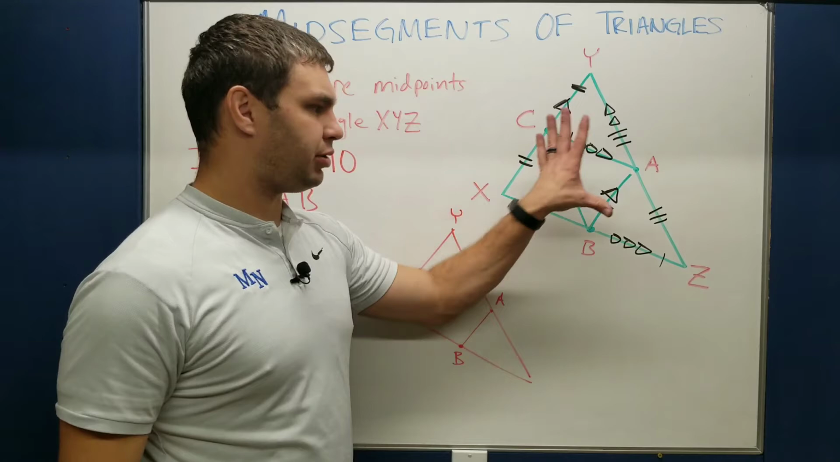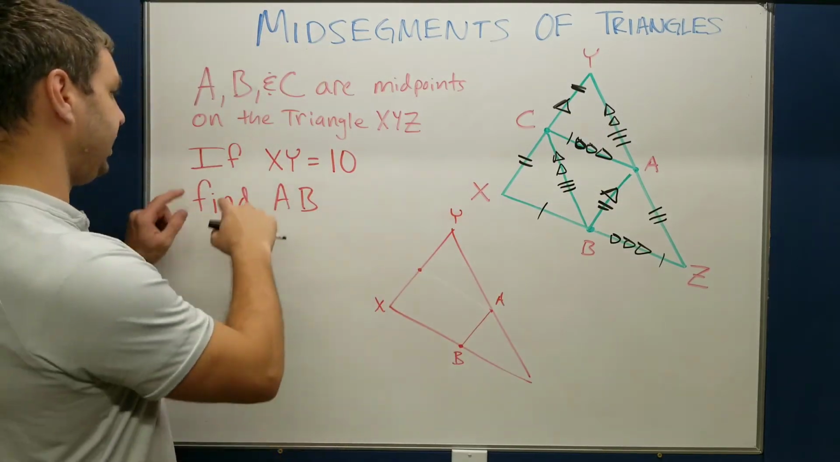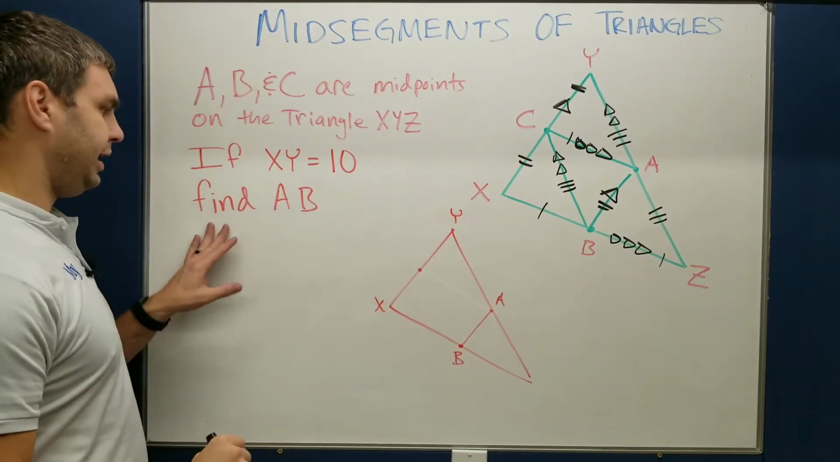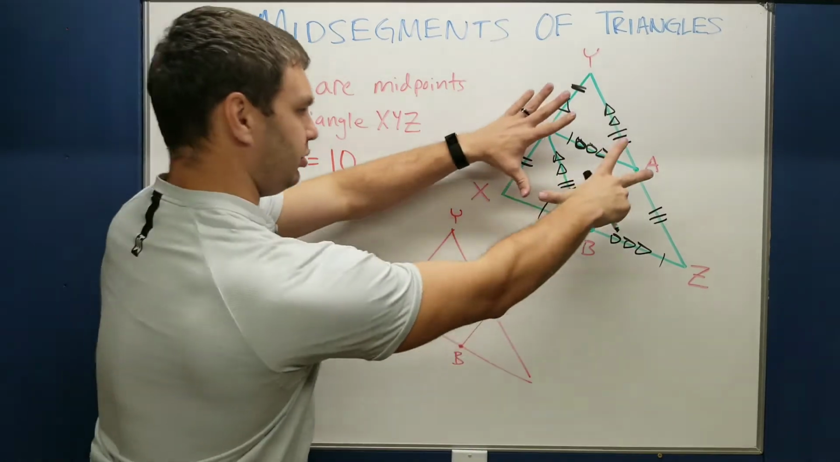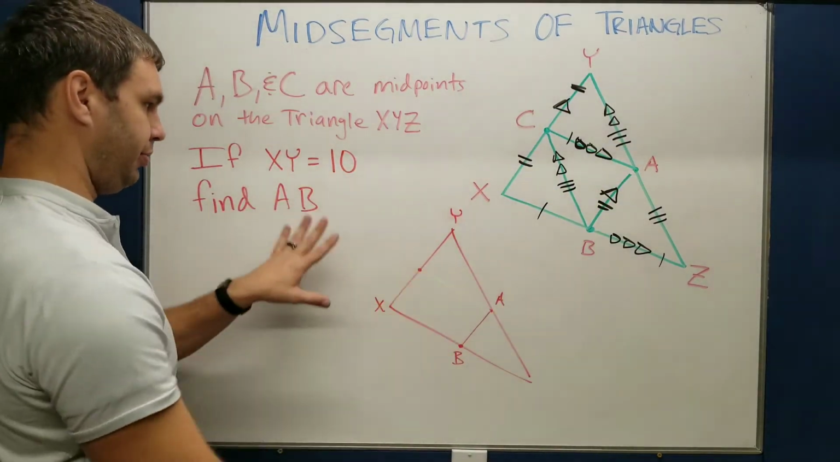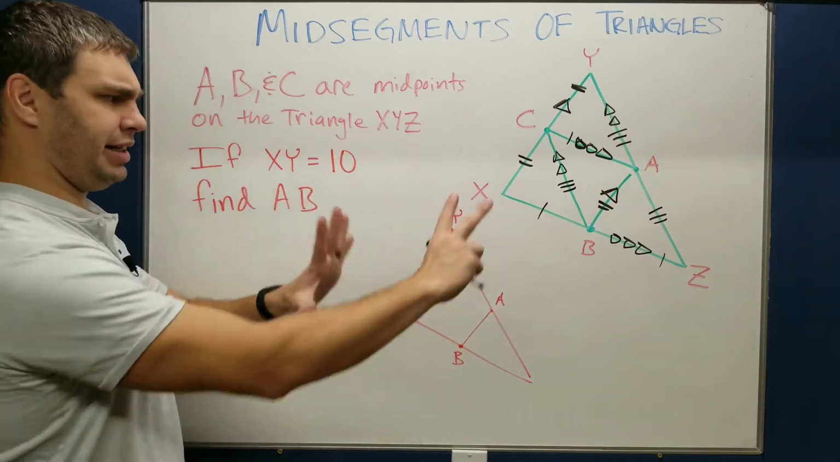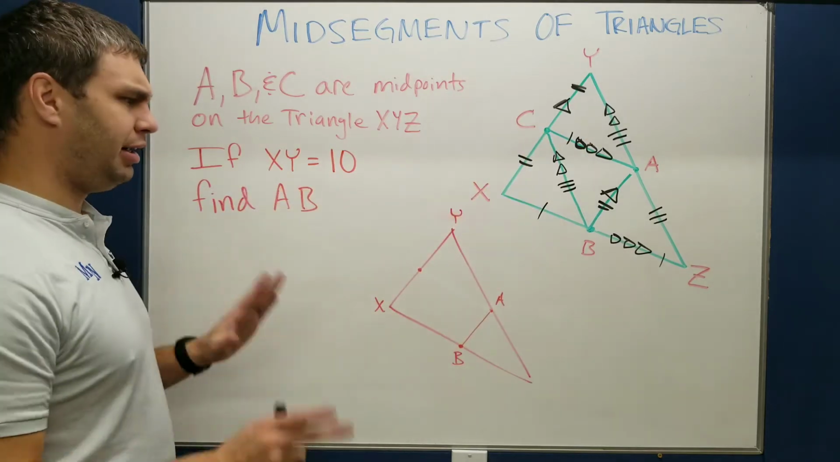All right, so I still have my triangle over here, but now I have a new question. It says if XY equals 10, find AB. Okay, so I kind of pulled this triangle out over here, just using those important parts that we're talking about, so it's not as messy. There's a lot of stuff going on over there. I think that's kind of messy.